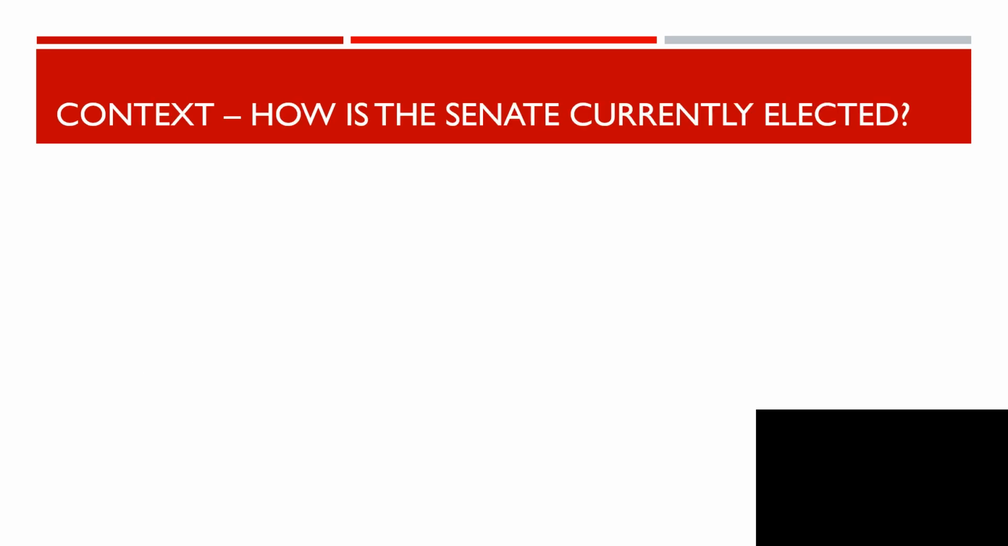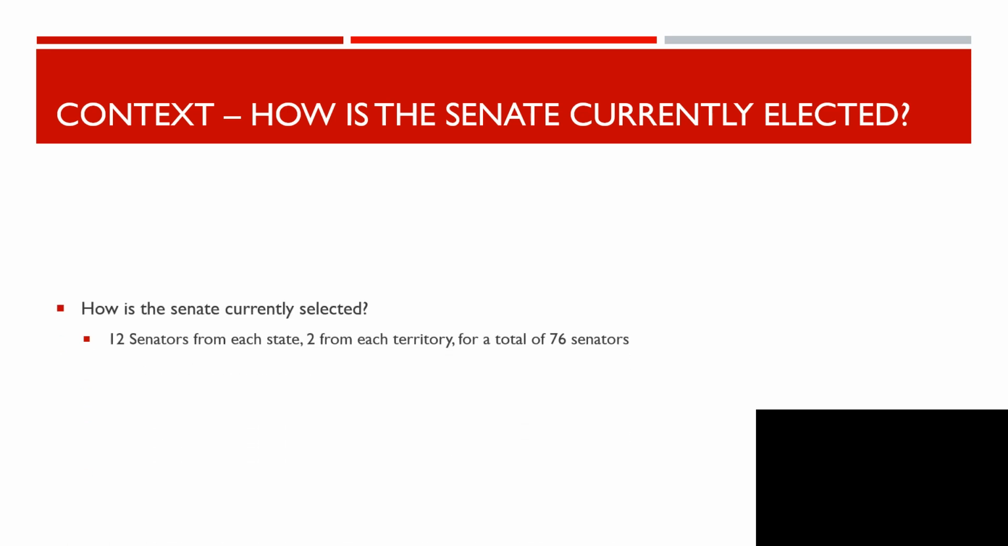The first thing to look at in the context of why this debate is taking place is to look at how the Senate is currently elected. The first thing to observe is that under the status quo, there are 12 senators from each state. Importantly, it is the same number for each state, no matter how many people live there. So, New South Wales, the state with the most people living there, has the same number of senators as Tasmania, the state with the smallest number of people living there.